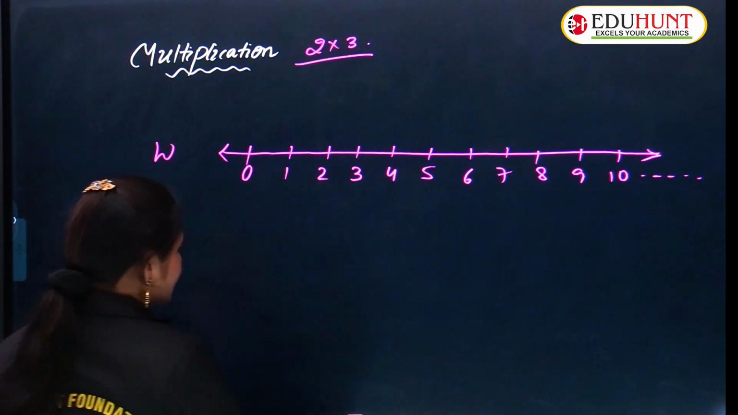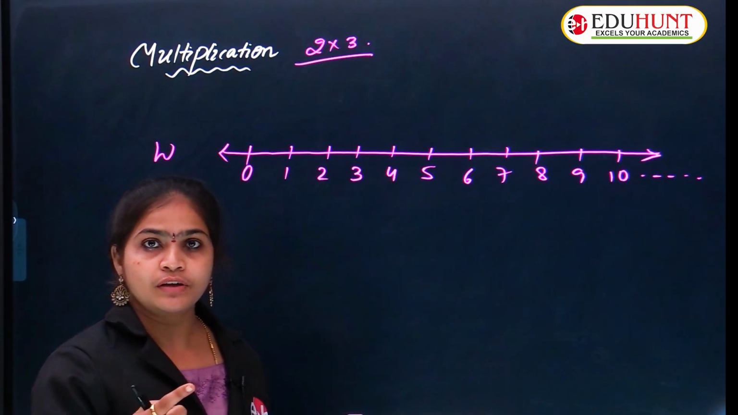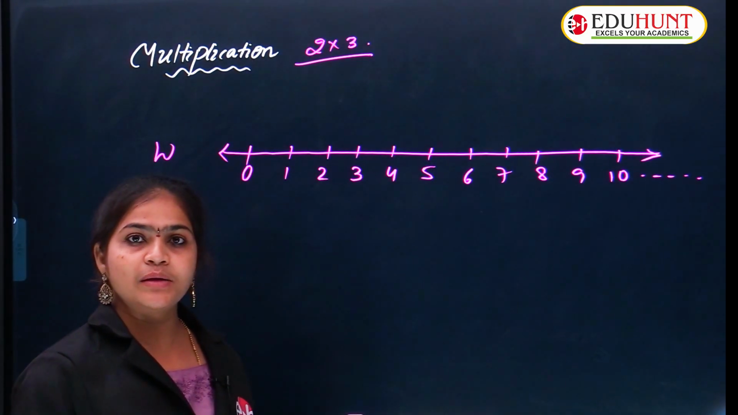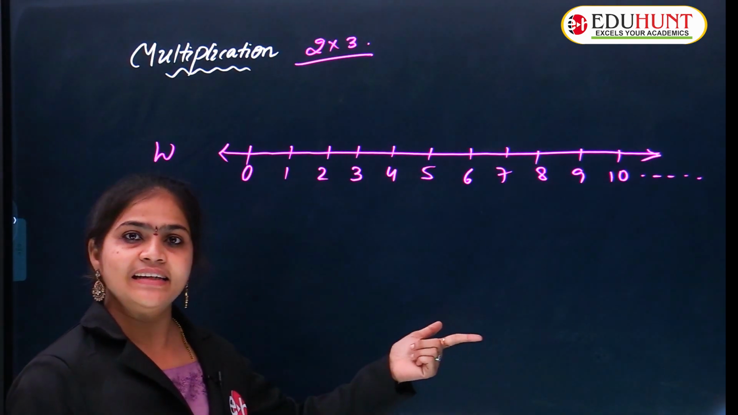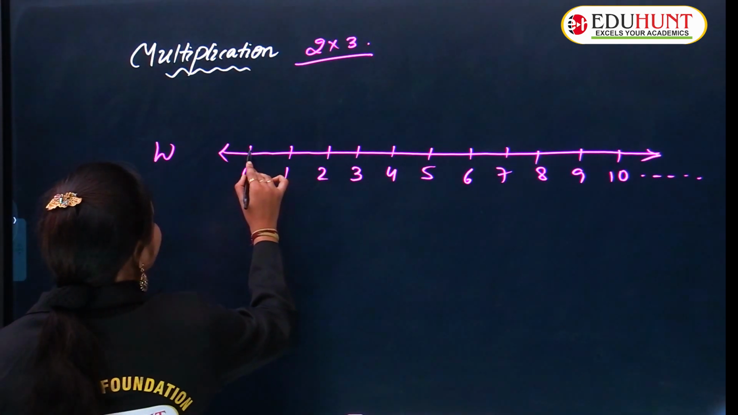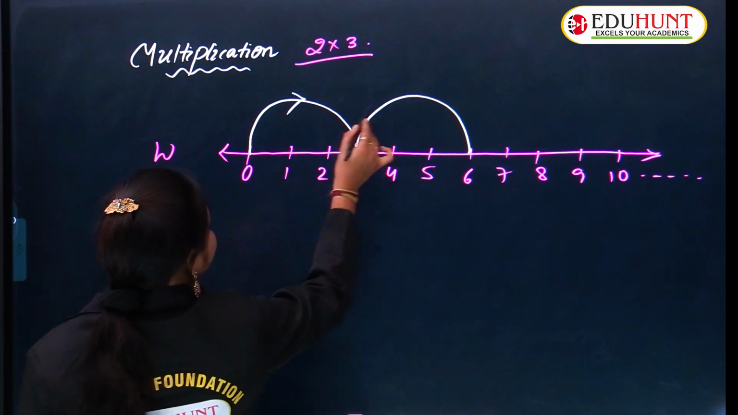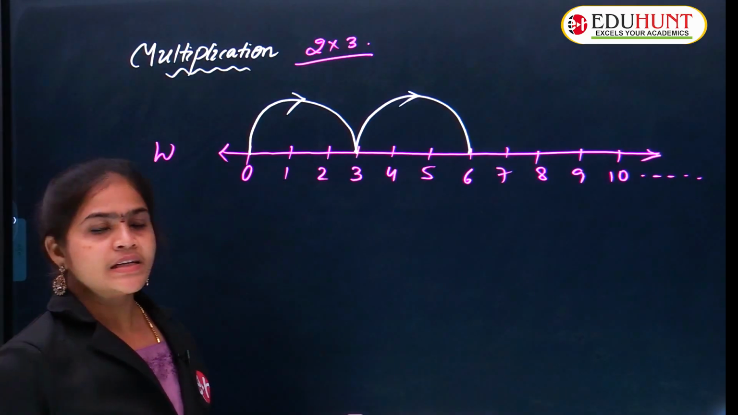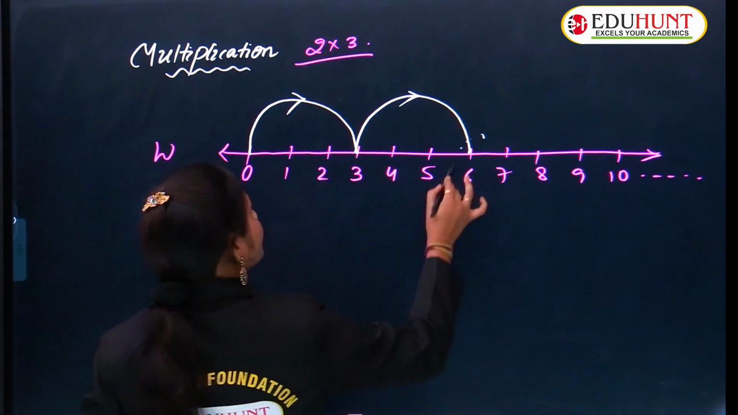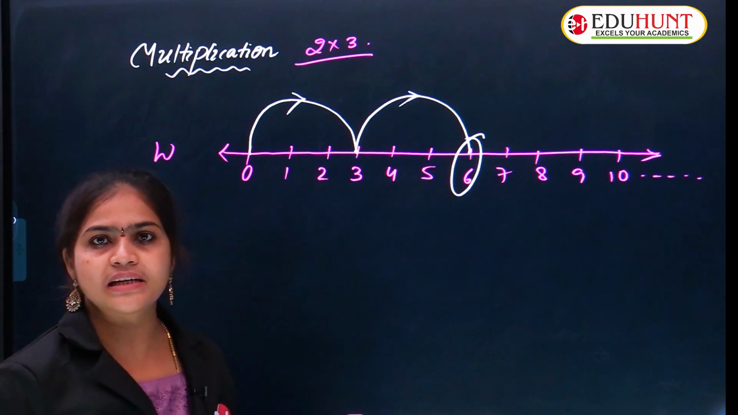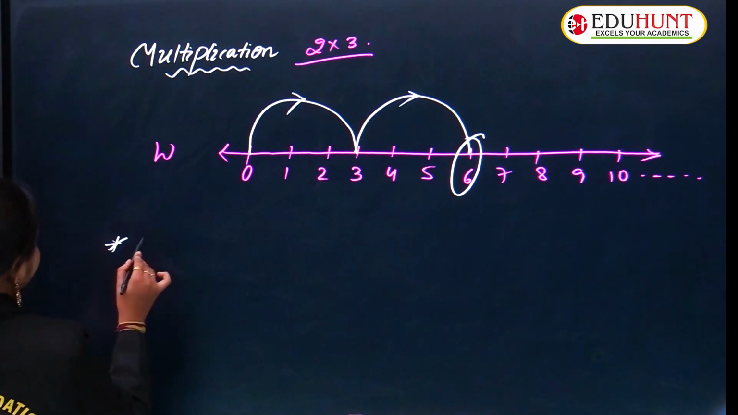2 threes means, see that, 2 into 3. What is the meaning of 2 into 3? How can we read it? 2 threes, 2 times of 3, which means 3 plus 3. Okay? See that, 3 and 3. 2 times of 3 is equal to 6. Am I clear to you? 2 threes are 6 only, no? That's it. And in the same way, another example.